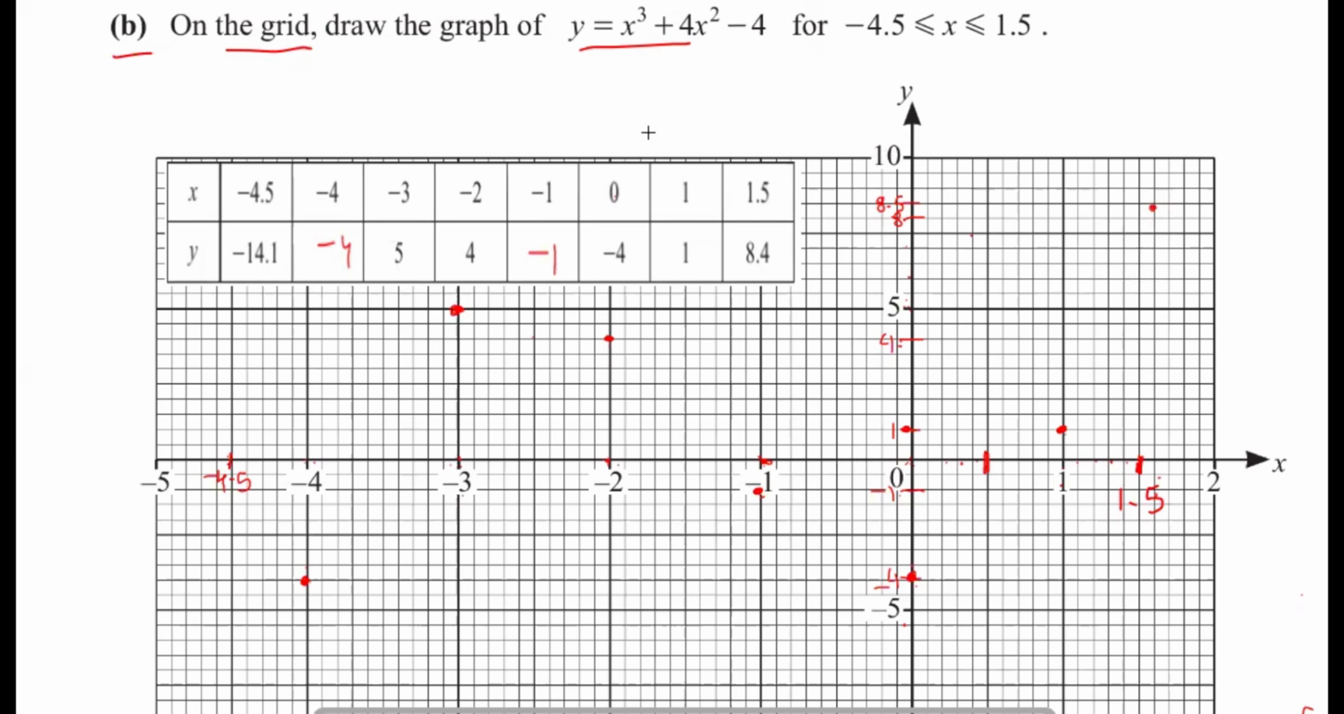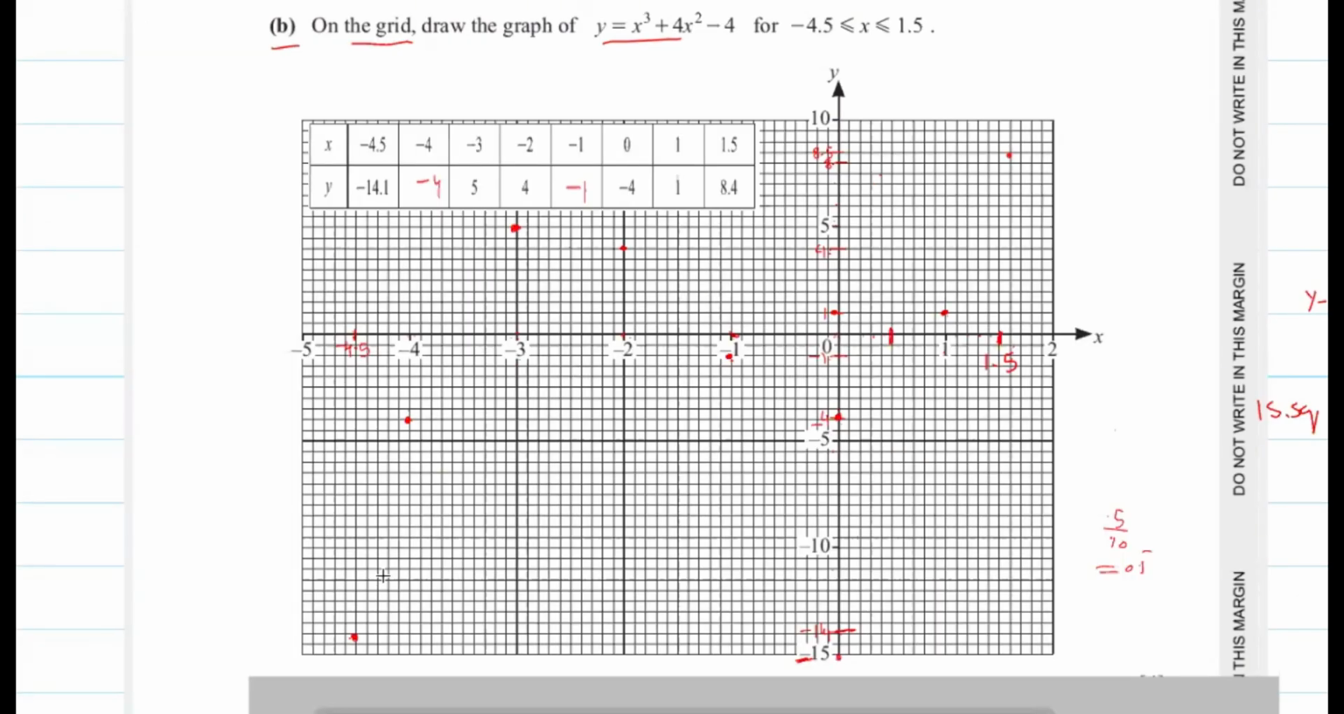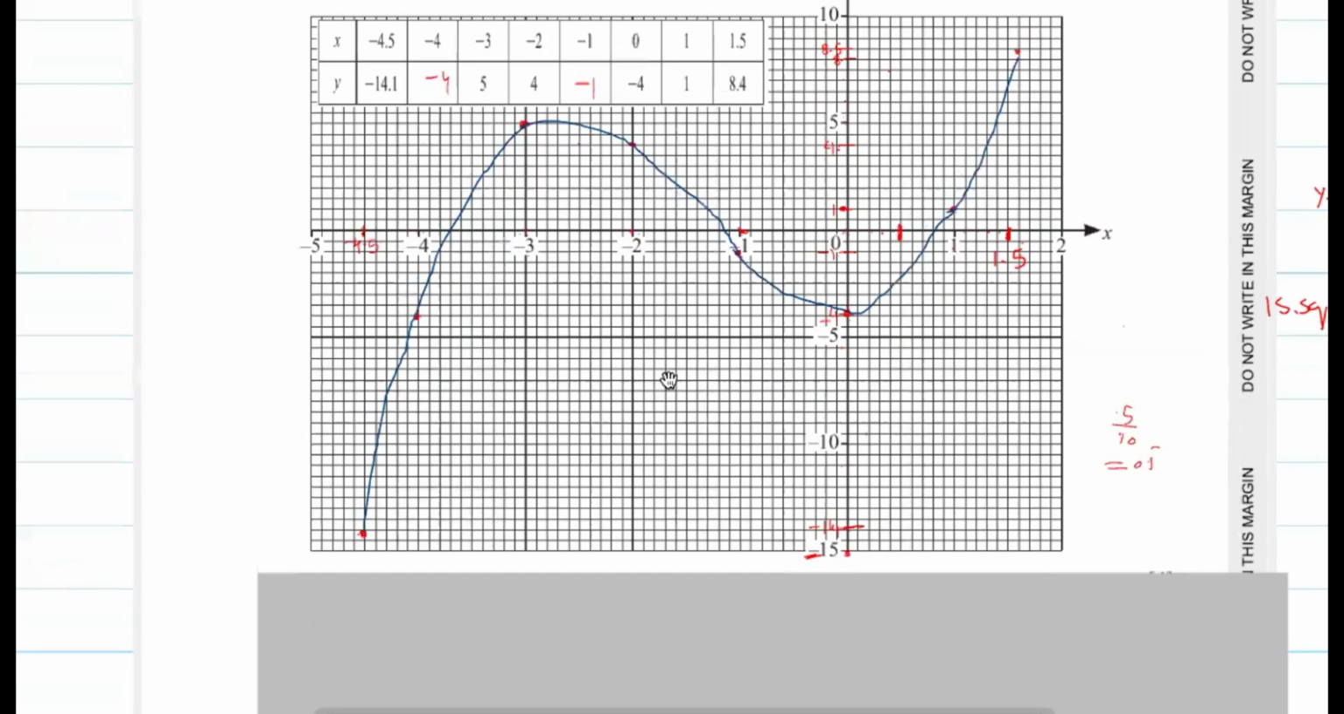Next, we can draw the graph by joining all these points. Now we join all these points here. And by joining these points, we get the graph. This is the graph.